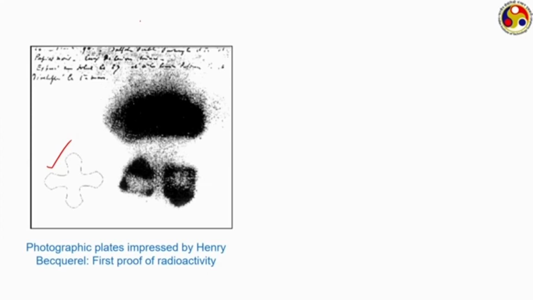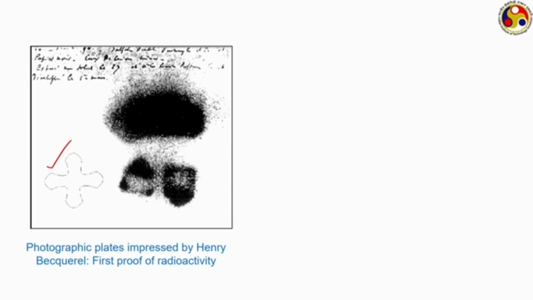Whatever Becquerel discovered that time, he called U rays, just to differentiate it from the X-rays. But at that time he was unable to characterize this any further, and the contribution from Becquerel was probably limited only to this. From that point it was taken forward by the Curie family.